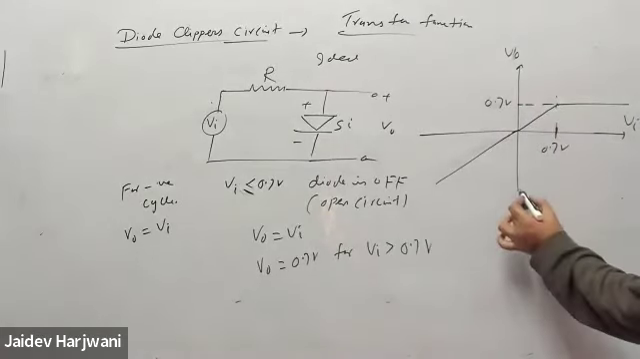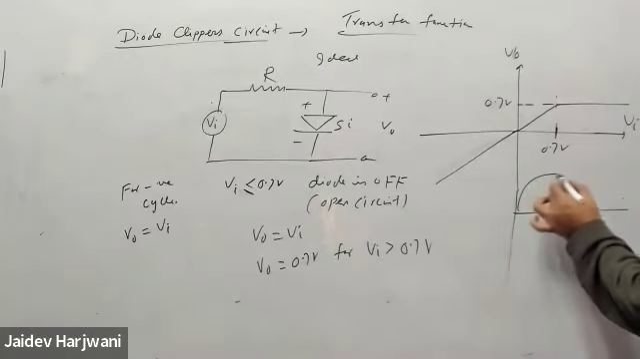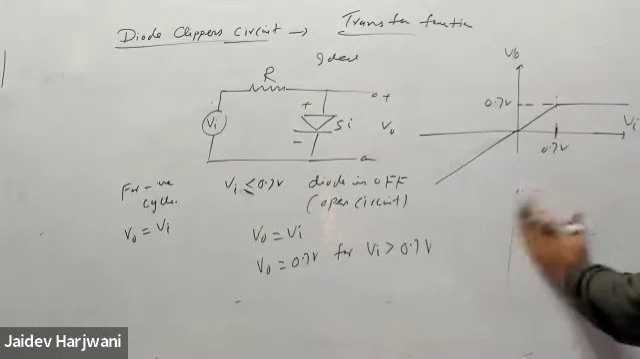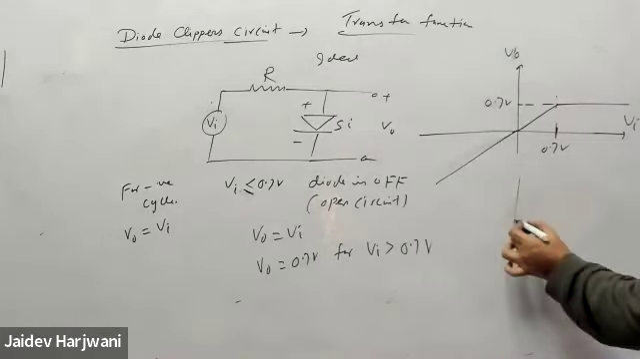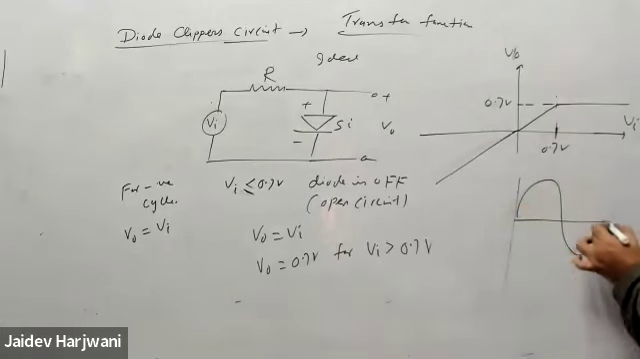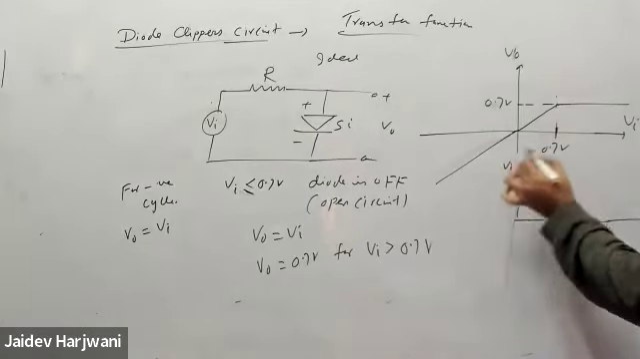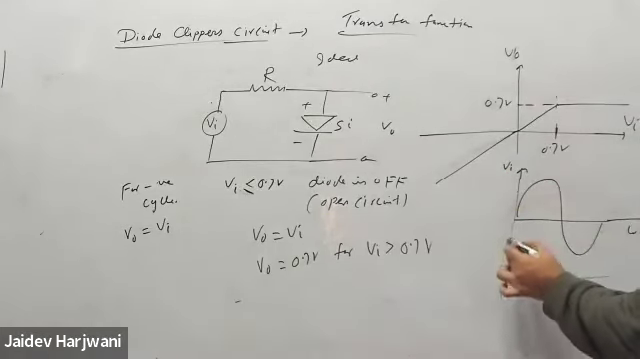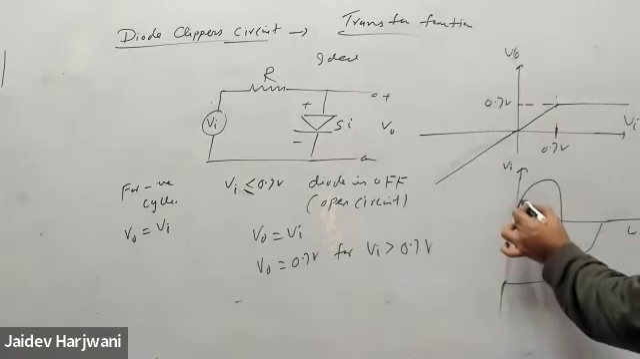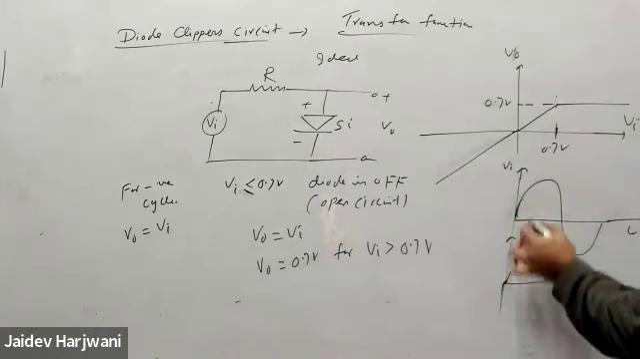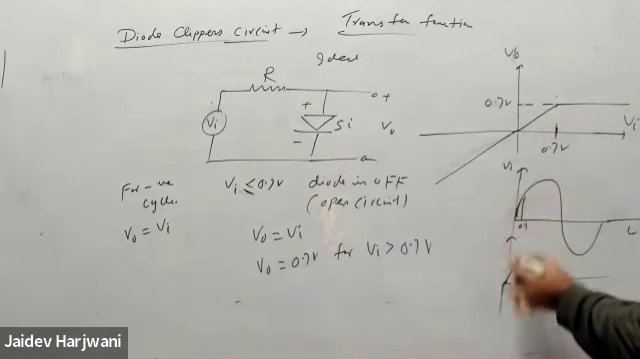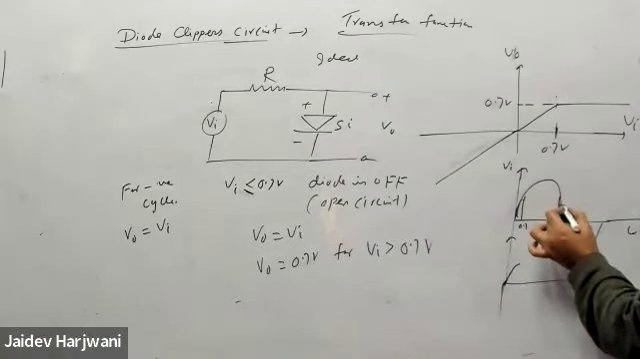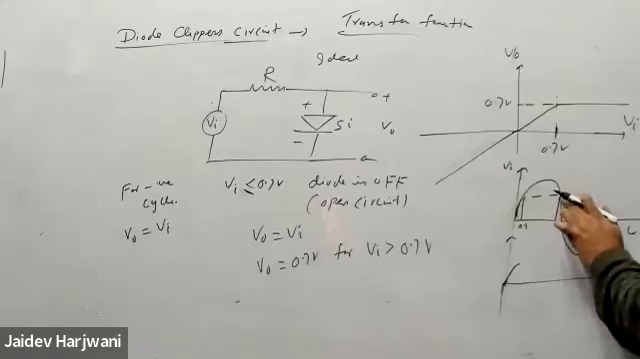Now the same curve you can plot for a sine wave. If you're giving a sine wave as an input, your output will initially be up to 0.7 volt. It will increase the same as the input wave, and then it will become constant. So this is the limit, 0.7 volt.